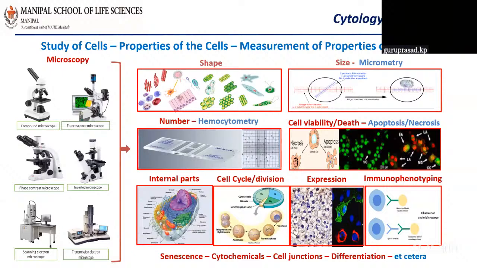We may also identify how the cell is dying, whether by apoptosis or by necrosis. And using different kinds of microscopes, maybe higher-end ones, we look at the internal parts of the cells. Internal parts may be the nucleus, mitochondria, Golgi complex, endoplasmic reticulum, exosomes, other vesicles present in the cells, or food granules or color granules.